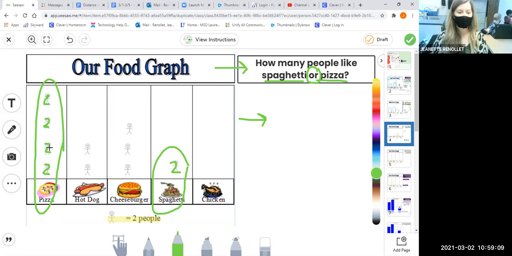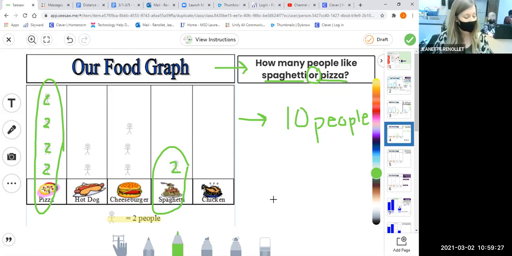2, 4, 6, 8, 10. 10 people like spaghetti or pizza. That is our correct answer for slide number 4. Check your work and then move on to slide number 5.